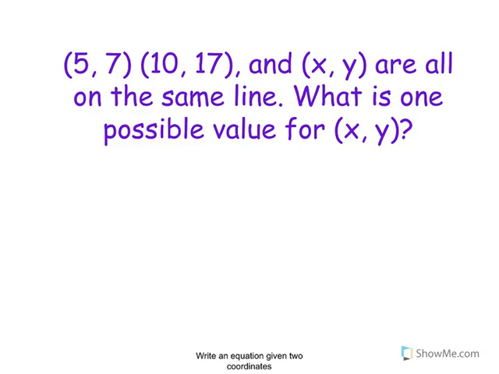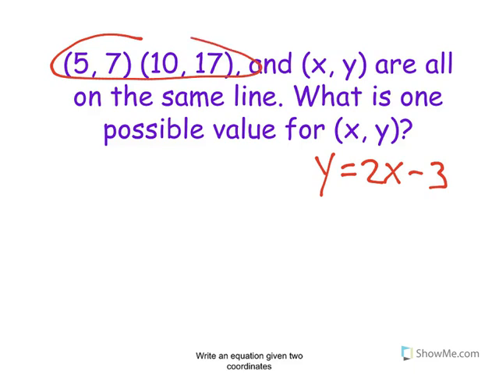3 points lie on the same line. What is one possible value for x comma y? Well, I could do this in one of 2 ways. I guess technically 3 ways, the third being graphing. One thing I could do is find the equation of this line. So if I was to go through all the steps that I just did, I'm going to get y equals 2x minus 3. Right? That's the equation of the line that contains these 2 points. How can I find another point?